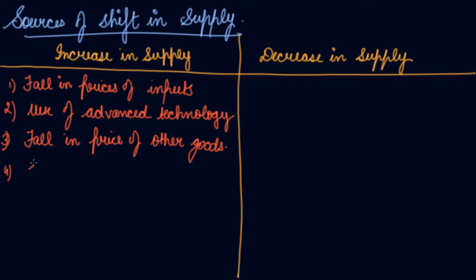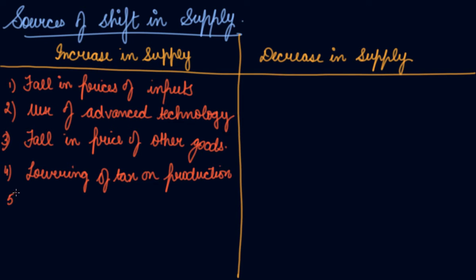Fourth one we have is lowering of tax on production. See, if your taxes are reduced on production, what will happen? Again, the cost of production will be reduced, ultimately increasing the profit of a producer. So lowering of tax on production is the other factor that affects the increase in supply.